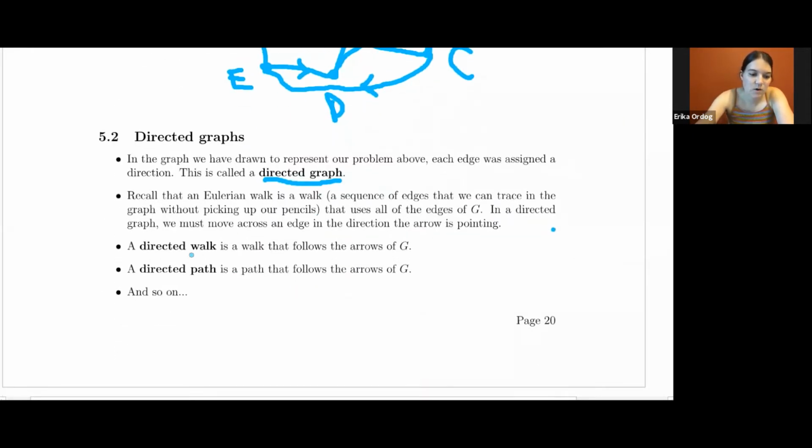So a directed walk is a walk that follows the arrows of G. A directed path is a path that follows the arrows of G, etc. So if we had a word before in a graph that wasn't directed and we're calling it directed, it just means it has the same definition, but we're following along the arrows, or the directions, of our directed graph G.